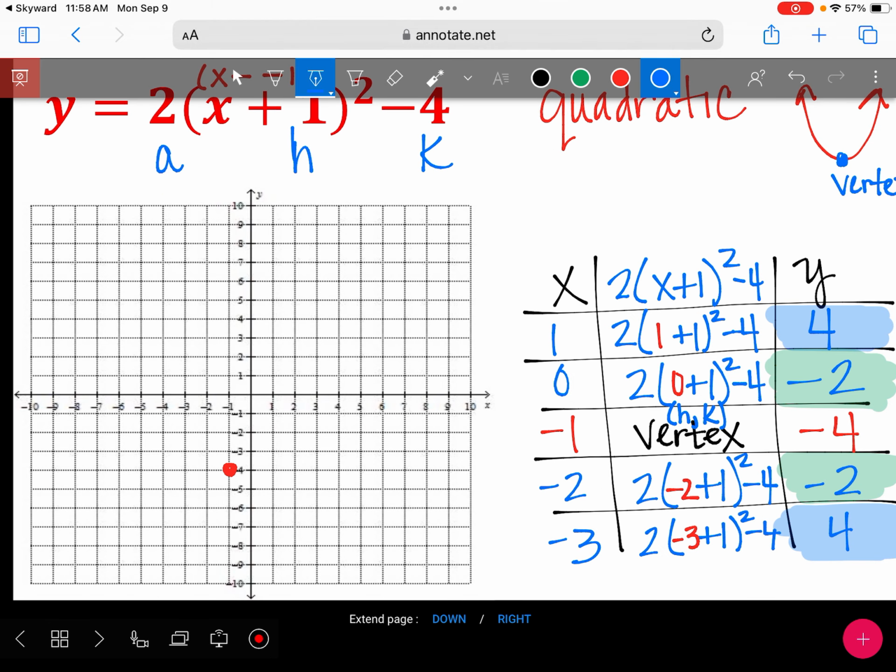So I'm going to put a point at 1, 4. 0, -2, -2, -2. And this is this.